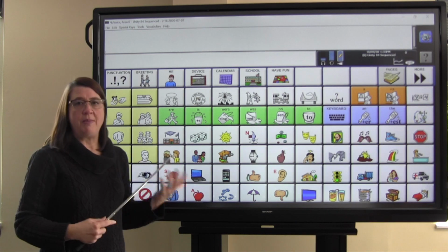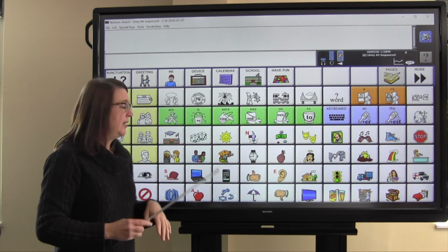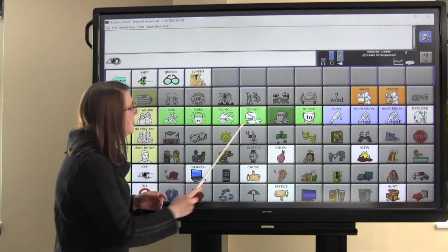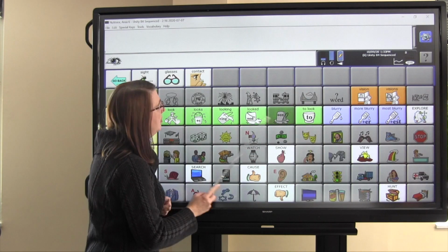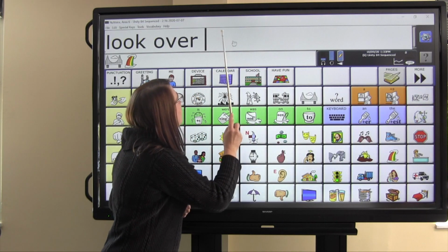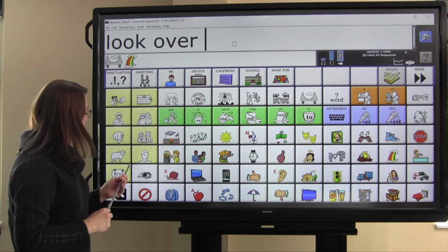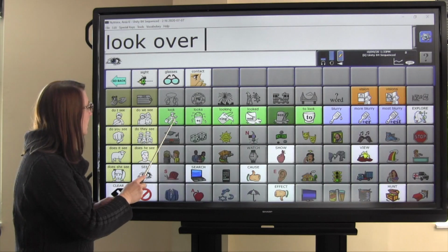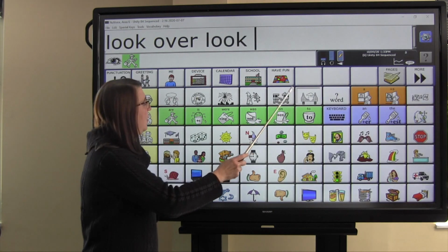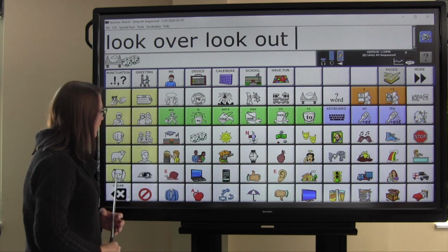I also, if I'm perusing something, I could be saying I'm looking it over, right? So I could say look over. Let's do one more. Let's say look out. Look out. Look over, look out.